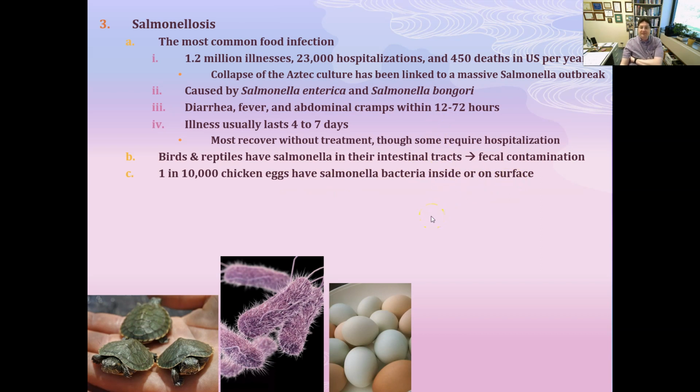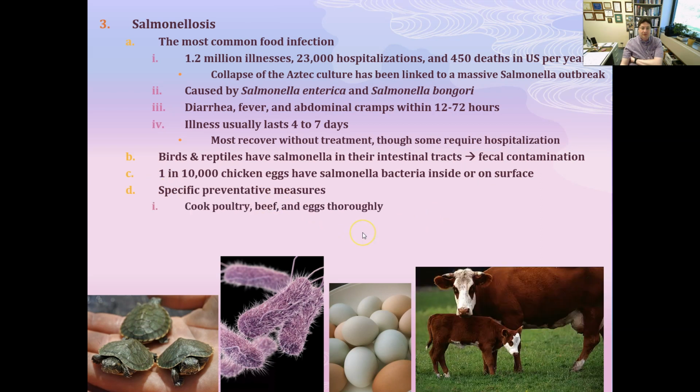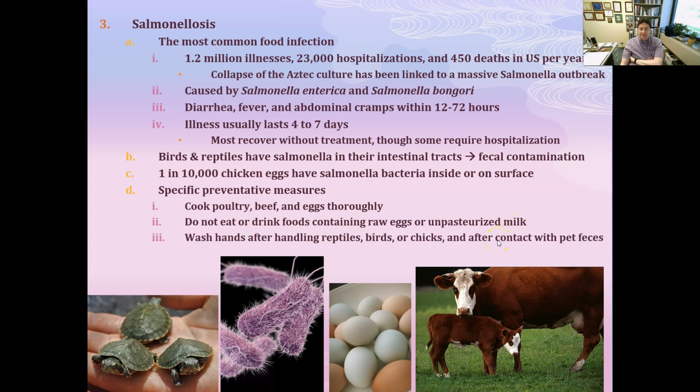So how do we prevent salmonella? Specific preventative measures. Cook poultry, beef, and eggs thoroughly. Don't eat or drink foods containing raw eggs or unpasteurized milk. Okay? And then for all types of this is wash hands. But specifically for salmonella, wash your hands after handling reptiles, birds, or chicks, and after any contact with pet feces. Okay? So salmonellosis, the most common food infection.